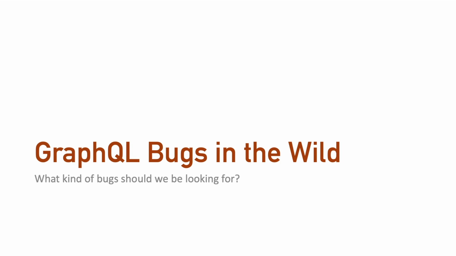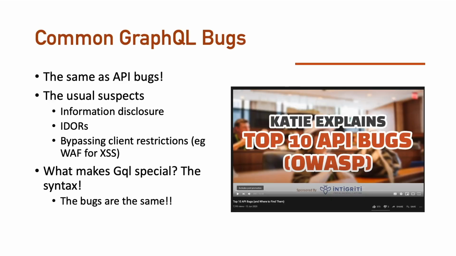So let's talk about bugs in the wild. We understand what GraphQL is. We've got our introspection, we've done our recon, we've got our tools ready. What are we actually going to look for? What bugs are out there? The common GraphQL bugs are the same as API bugs.